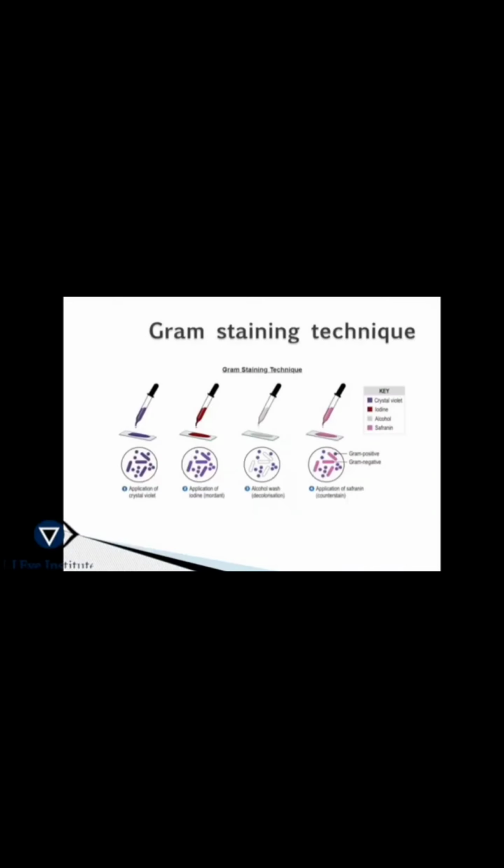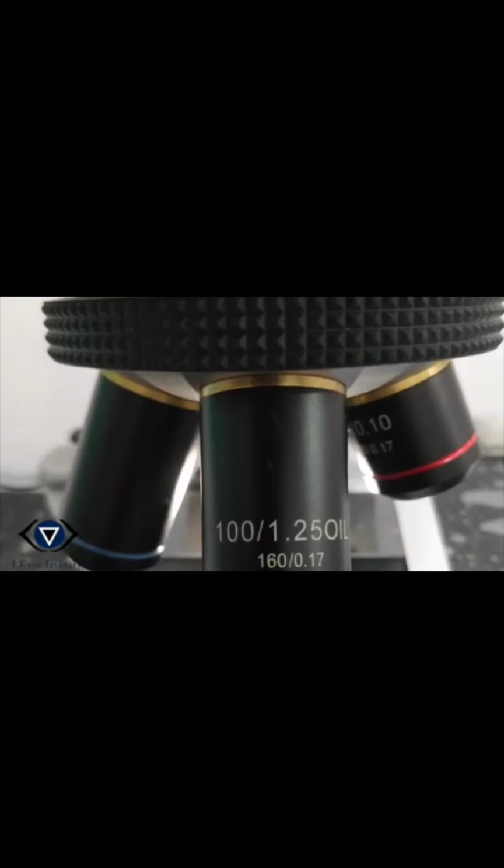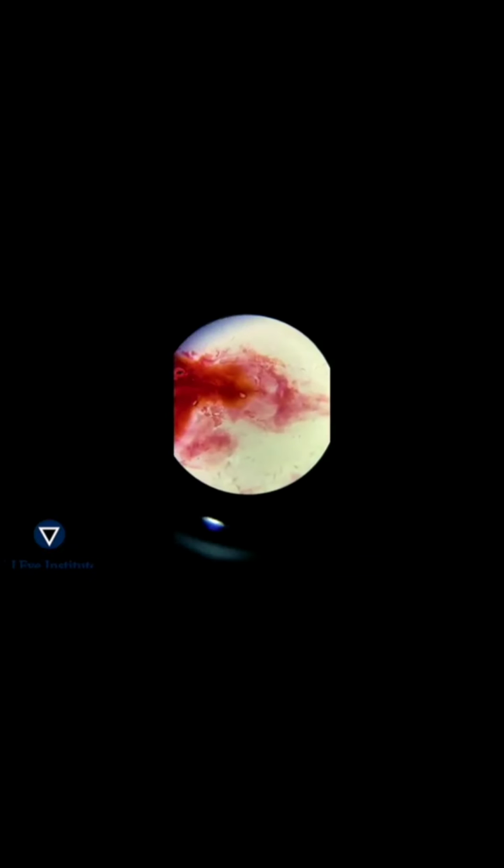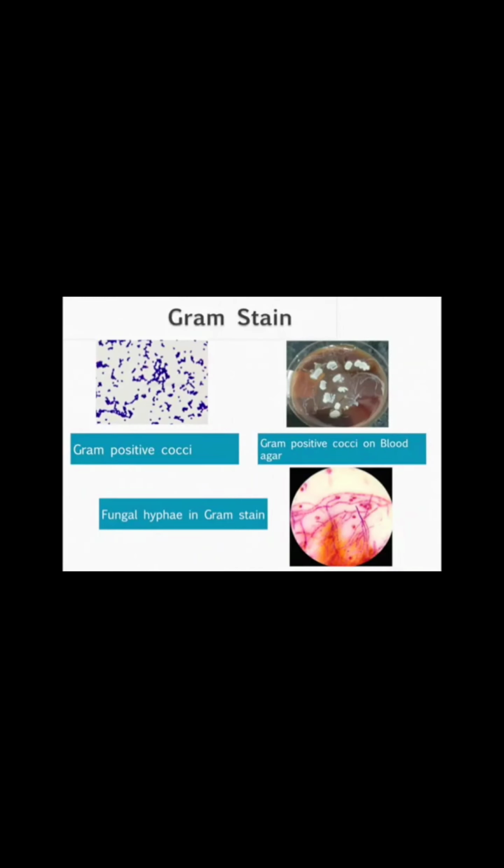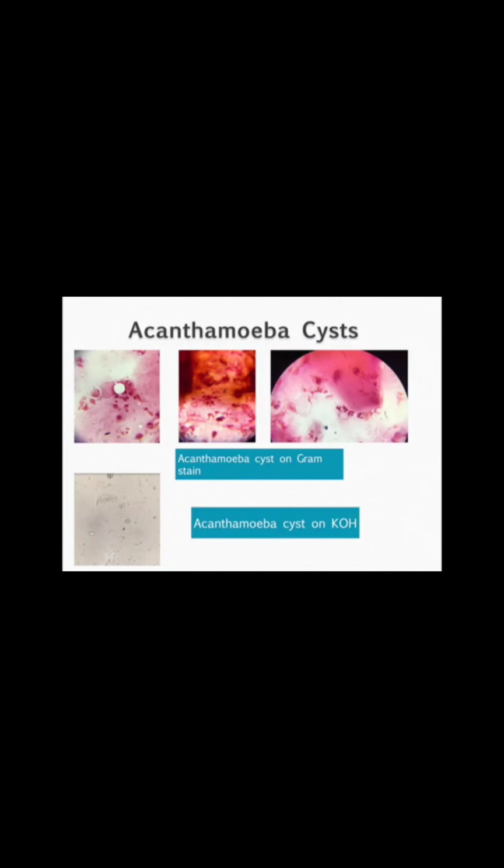Gram staining is done as per the standard protocol. This is the immersion oil used for the 100x immersion technique. A few drops of oil are instilled on the gram stain slide and it is viewed using the 100x oil immersion technique. The slide is focused on the microscope as being shown. So these are gram-positive cocci seen on gram stain and growth of the same cocci on blood agar. We can also see stained fungal hyphae. These are the gram-negative bacilli, and growth of the same bacilli on blood agar. These are the acanthamoeba cysts seen on KOH mount and gram stain.